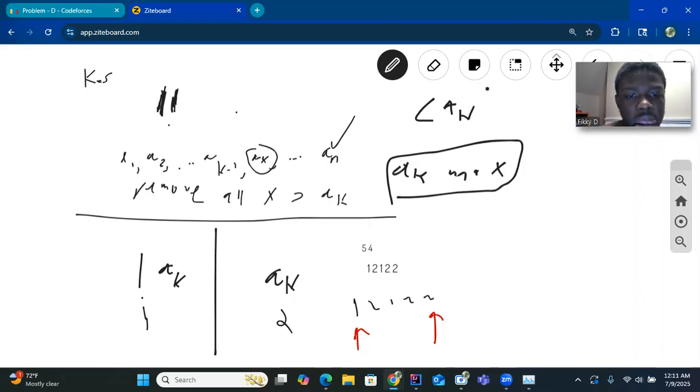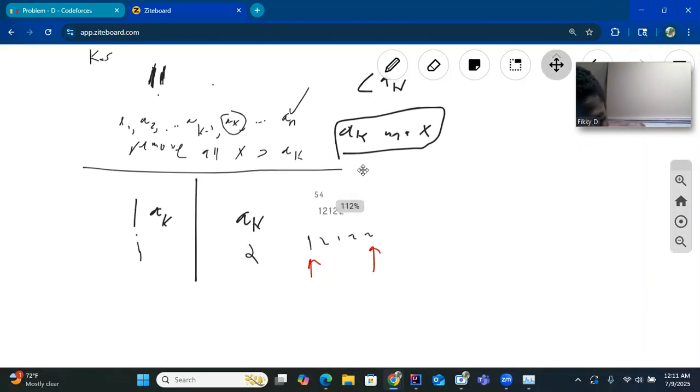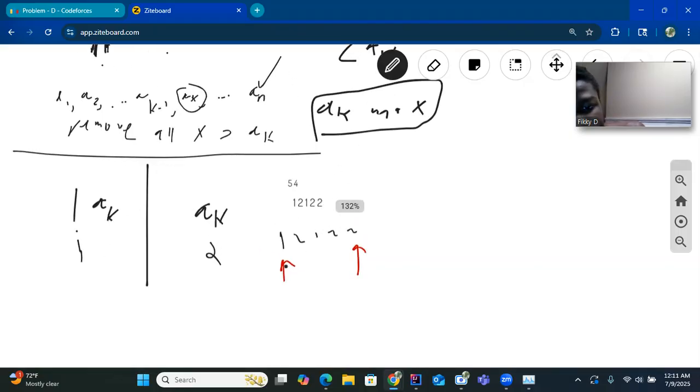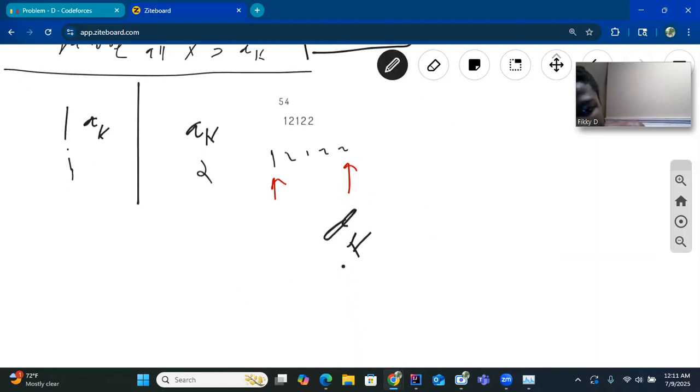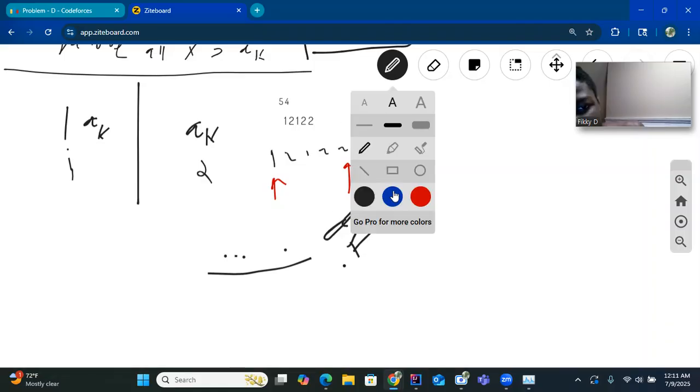Once we have those values, the question is, what elements can we delete? Okay, any value. Let's say this is a sub k, and this is the position, and maybe there are a few more a sub k's, but then I have an element like here.